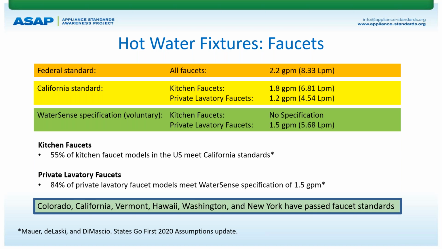WaterSense, the federal government's voluntary specification program, requires that a lavatory faucet not dispense more than 1.5 gallons per minute to earn a WaterSense label on the faucet's packaging, so customers can go into a store and look for a WaterSense labeled product. So far, 6 states have published faucet standards based either on California Energy Commission standards or the EPA's WaterSense standards. ASAP estimates that a significant number of kitchen and lavatory faucet models already meet California or WaterSense specifications. This is good news because it means that customers can find an efficient model easily at any store, and retailers generally need less lead-in time before their stock of inefficient products is turned over.